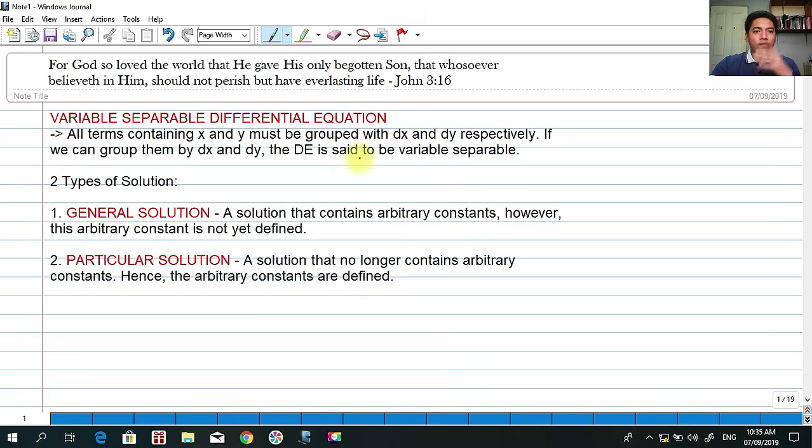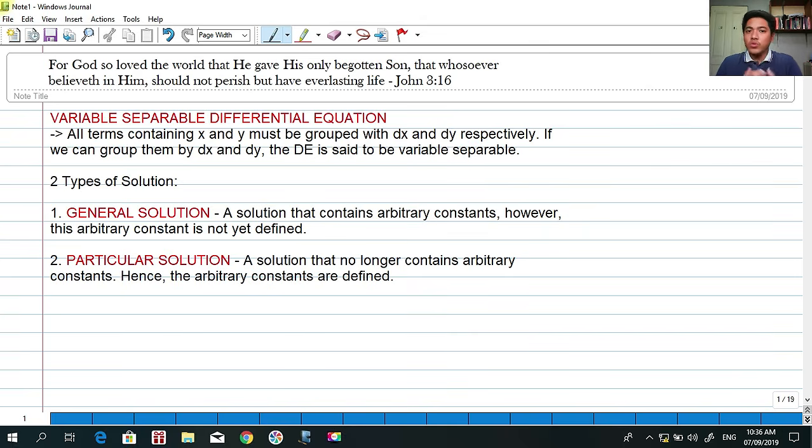So we have two types of solutions. Number one, we have the general solution and the particular solution in DE. A general solution is a solution that contains arbitrary constants. However, those arbitrary constants are not yet defined. In our previous discussion of families of curves and the elimination of arbitrary constants, we needed to come up with a differential equation that no longer contains an arbitrary constant.